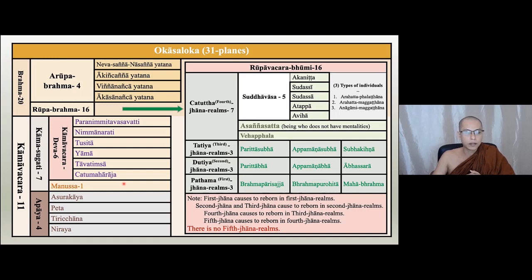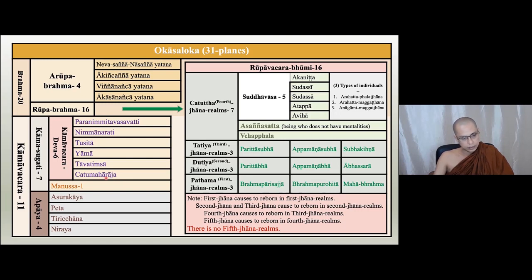is Manussa, human beings. And Deva, since the Deva realms are higher than the human realms, but we cannot say they are better all the time. In this slide, we will discuss that. Manussa, human, and Deva. So Catumaharajika, and Tavatimsa, Yama, Tusita, Nimmanarati, Paranimmitavasavatti.